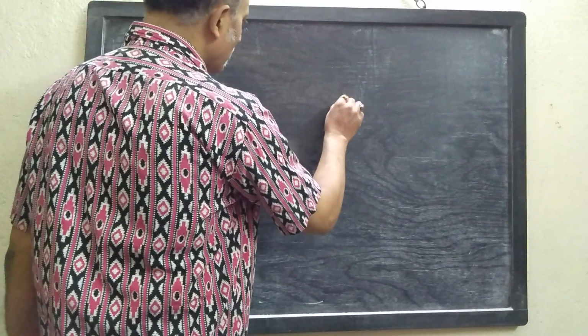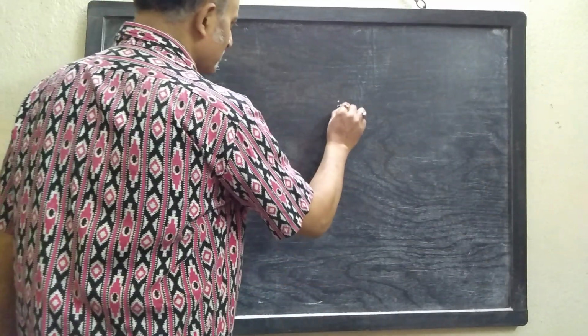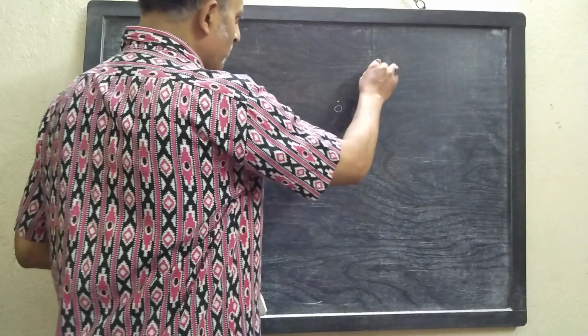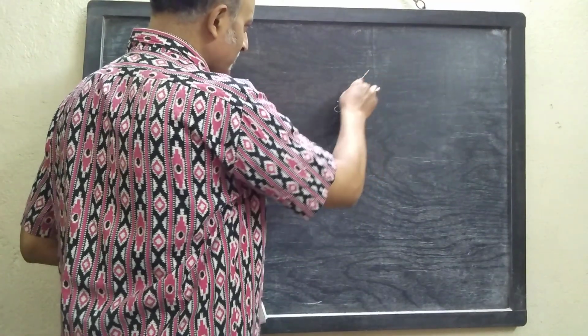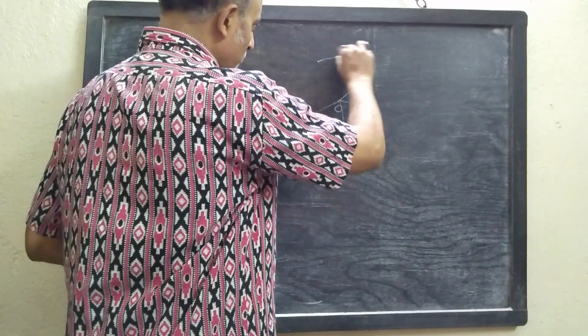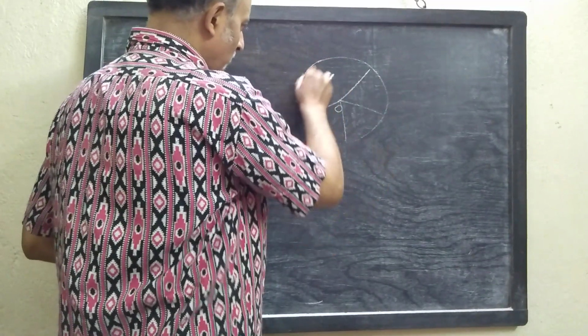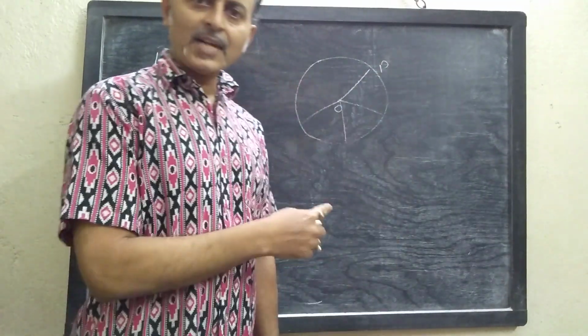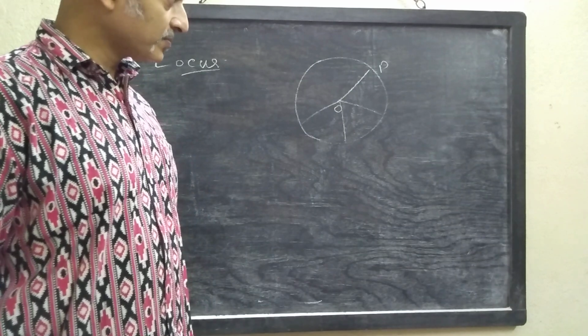For example, suppose on this plane, this point is O, a fixed point, and the point P moves on this plane keeping a fixed distance from it. So it is obvious that the locus of the point will be a circle having that fixed point as center.